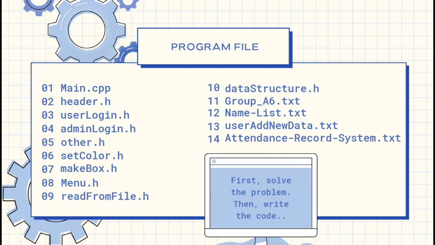Group asset.txt is the text file that we use to store student names. For namelist.txt, we use it to store the name and ID when the user inputs more. Next is user new data, a text file that we use to store inputted data. And the last one is attendance record system.txt, the text file that stores attendance history and data of students.